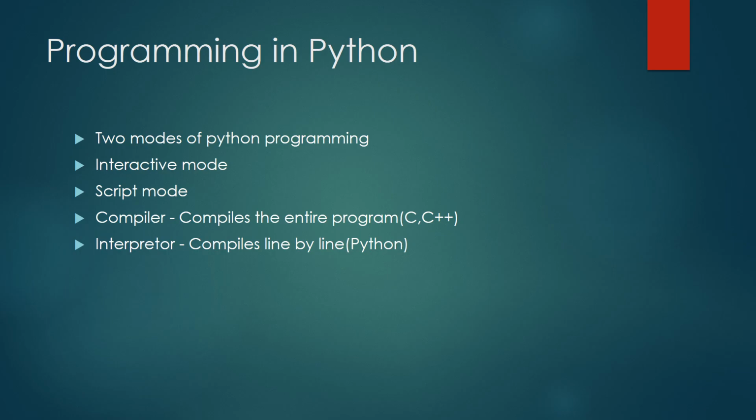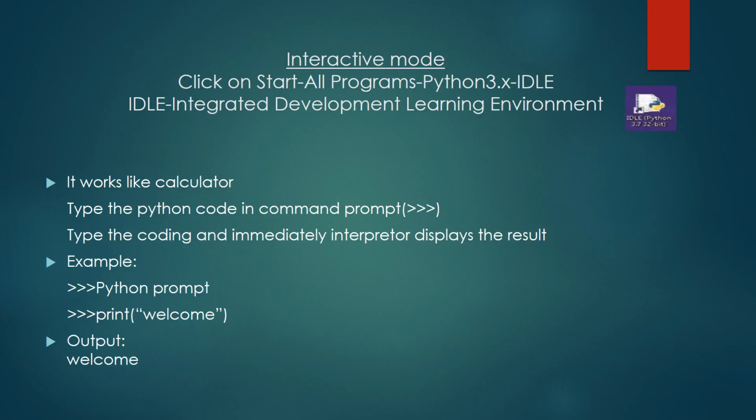This is the difference between compiler and interpreter. After typing one line, the interpreter will compile. After typing the entire program, the compiler will compile the program. That's all. Next, we can enter into programming. First, let us start with interactive mode. How to open interactive mode? Click on Start, All Programs, Python 3.x. There you can take IDLE, Integrated Development Learning Environment. It is a path to open Python.